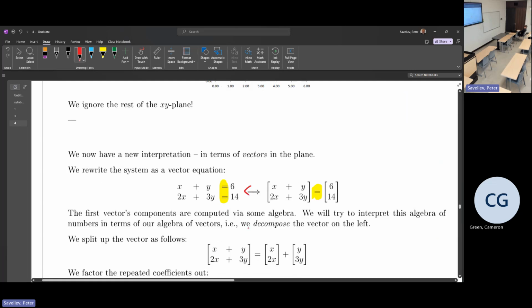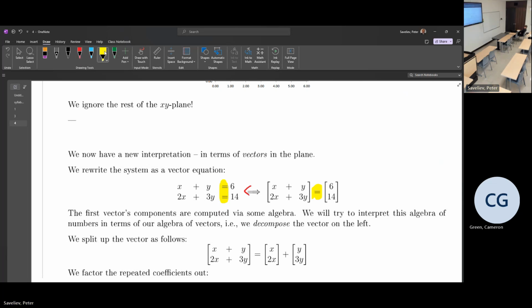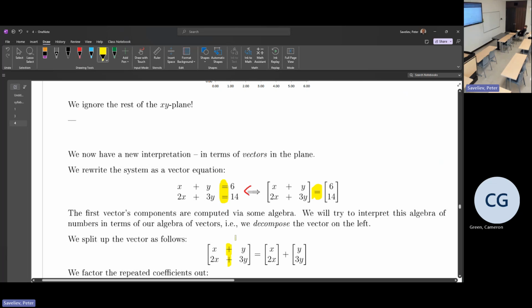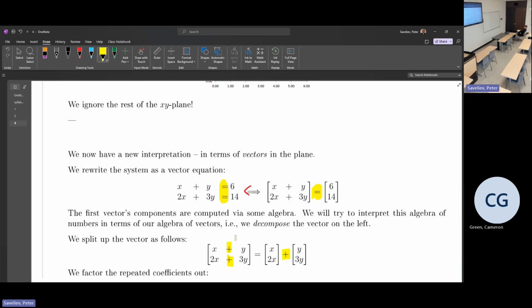As you can see now, I'm doing the same thing with addition. So separate addition within the two components of the vector can be replaced with one single addition of the two vectors. So what does it mean to add two vectors? You add their components. The first component is x plus y, the second component is 2x plus 3y.